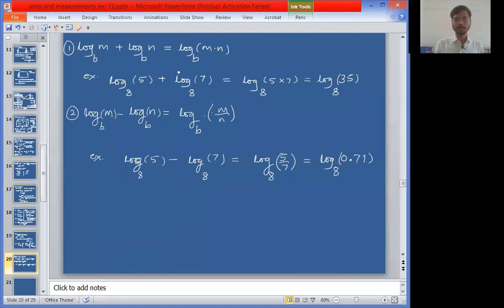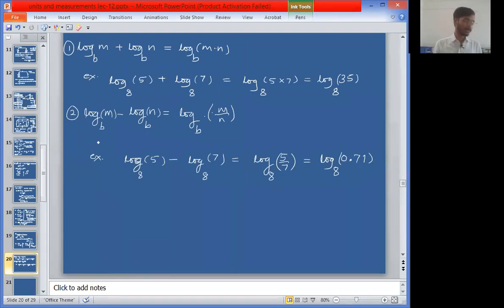The base must be the same. For the addition of logs, the base of this addition of logs must be the same. When the addition of logs is going on, the base of both logs must be the same, 8 and 8. These bases must be the same.